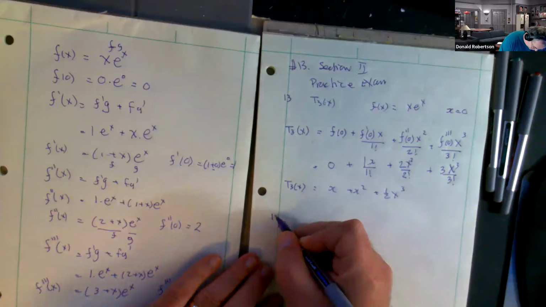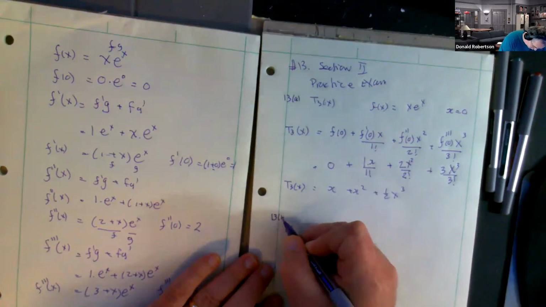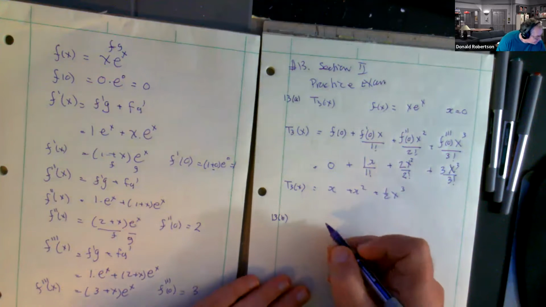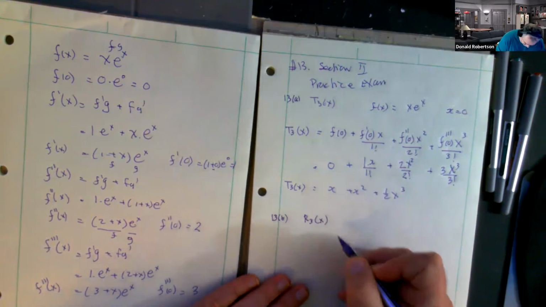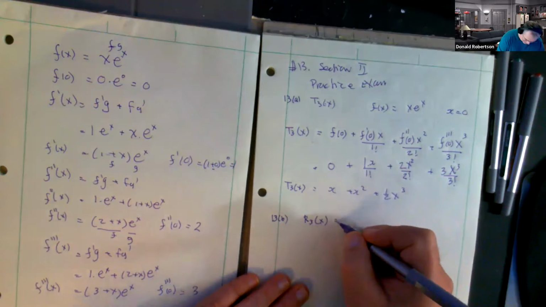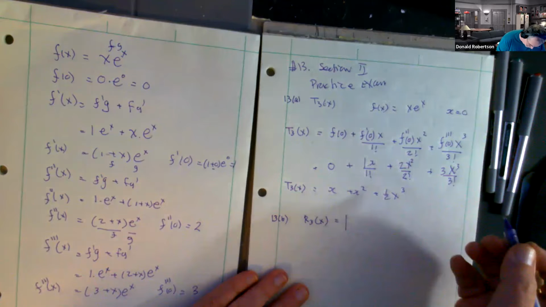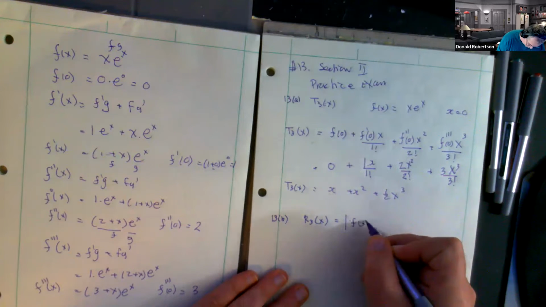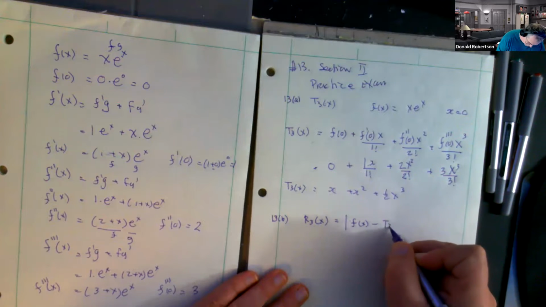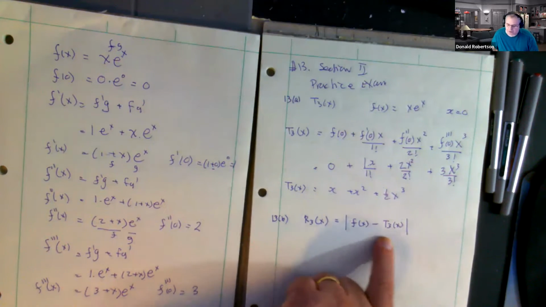Now, 13b, which is pretty common with these questions, is that we're going to find an expression for what's sometimes called the remainder function, or as another name, error function. It's essentially the absolute value, because you want the answer to be positive, of the real value of the function, take away, in this case, T3 of x. So that would be the remainder function when you're using T3.